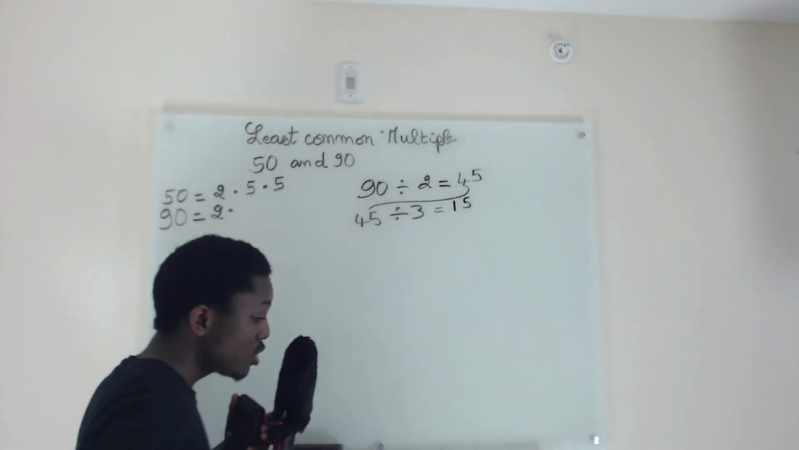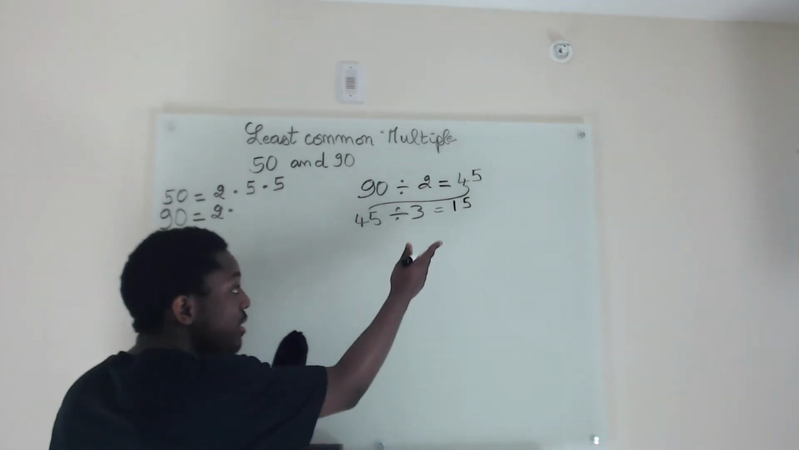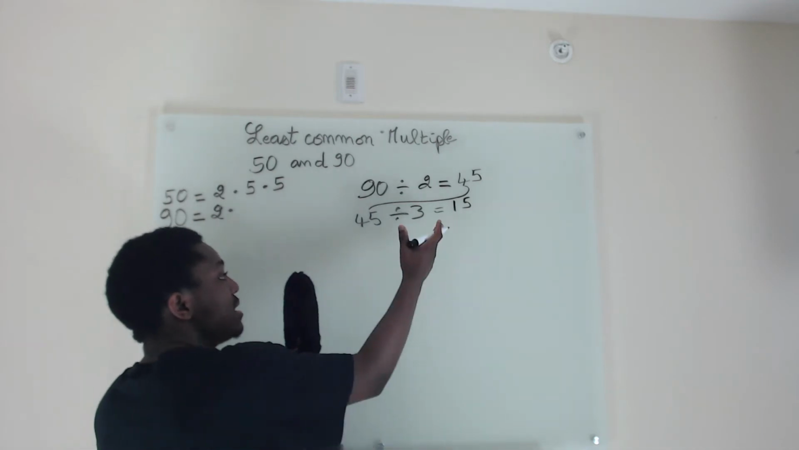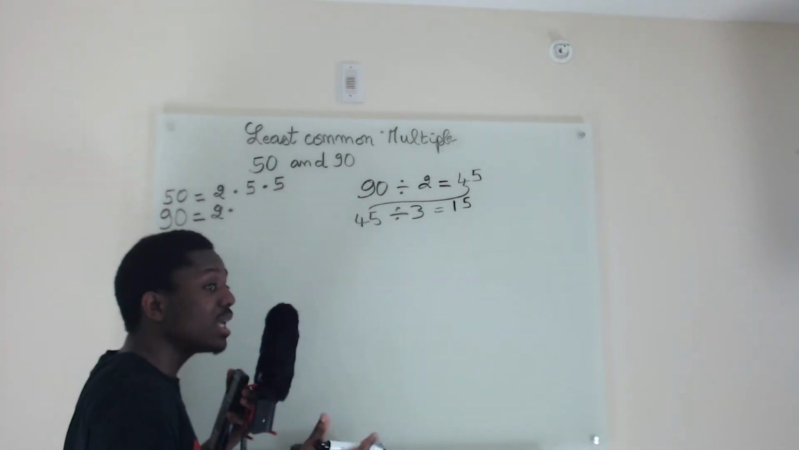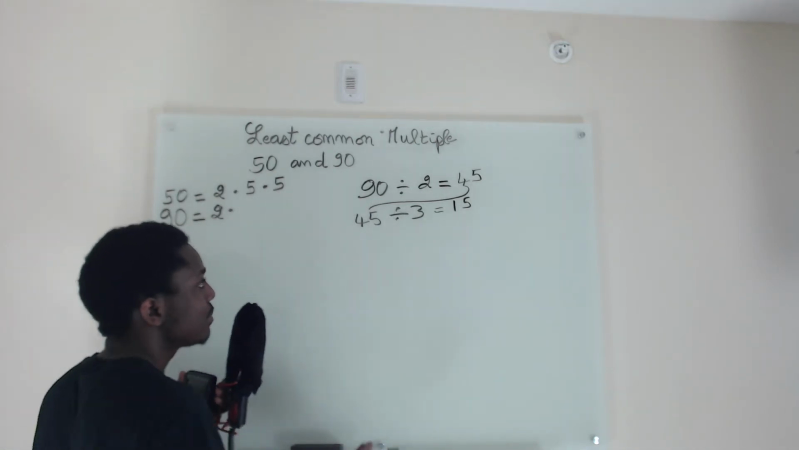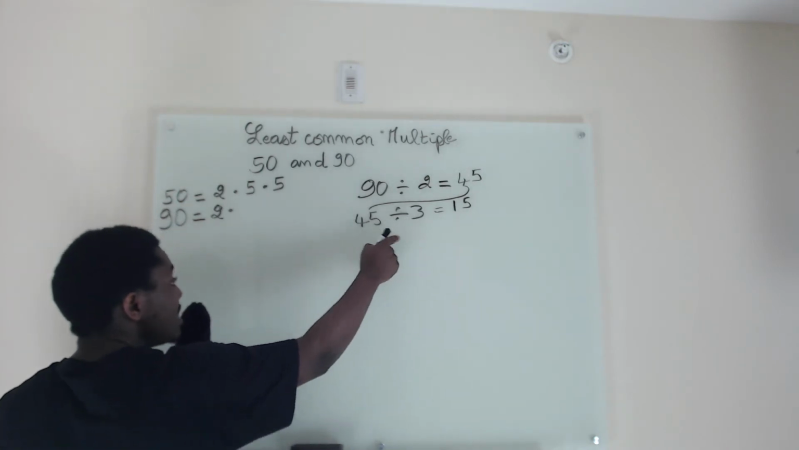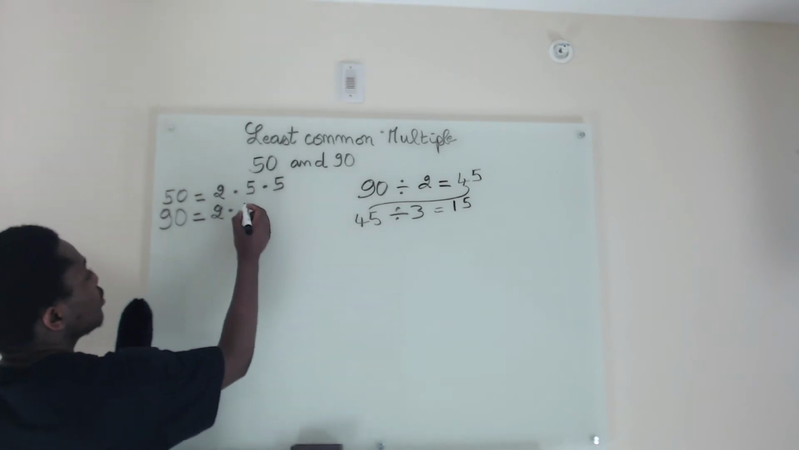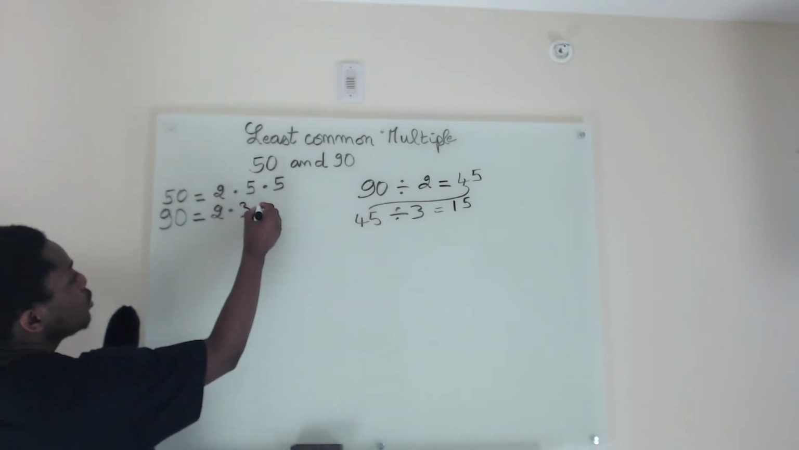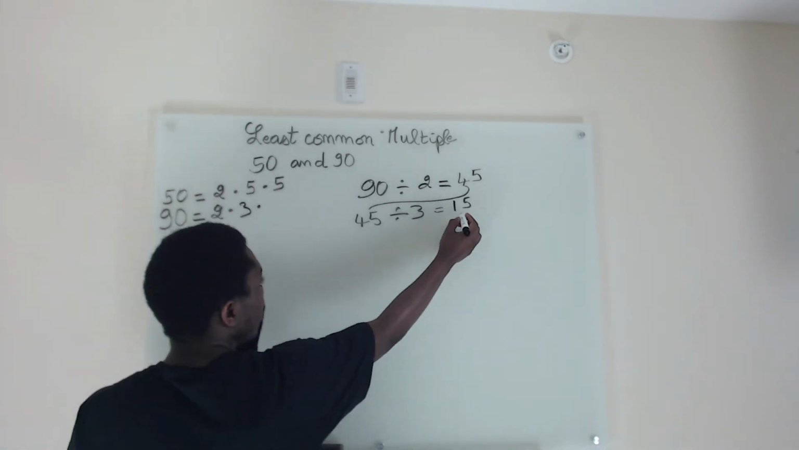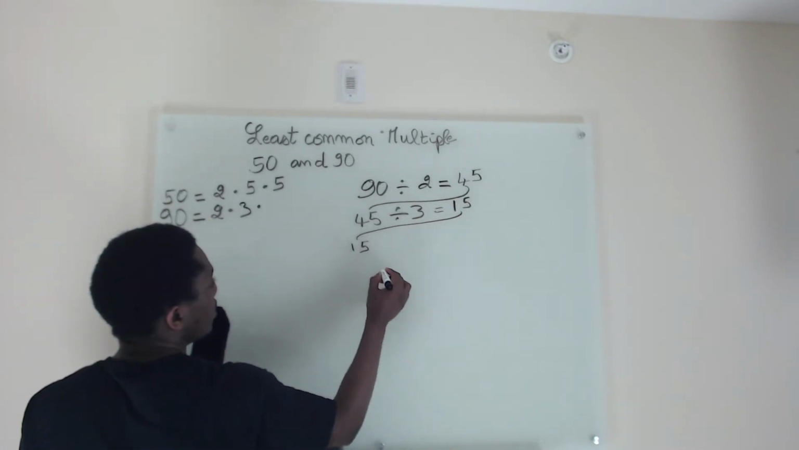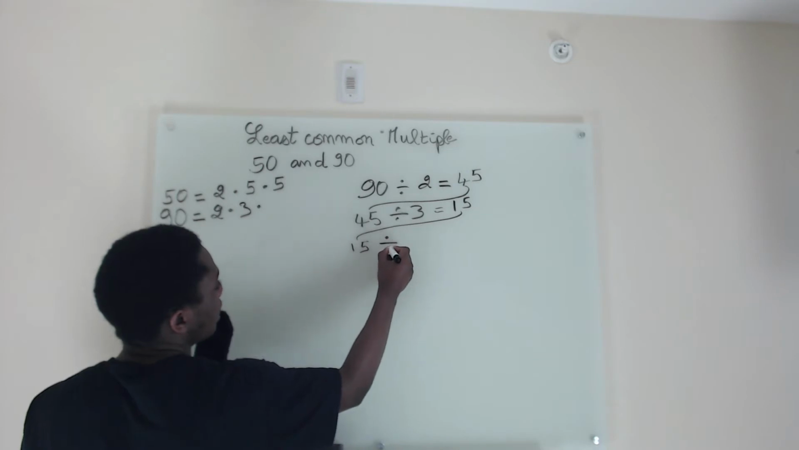15. So since the answer is a very nice and beautiful number, or since the answer is a number that doesn't contain a decimal point, then 3 is a multiple of 45. So then you take the number 3 and you put it right here. Then you put times. And you keep performing the division.